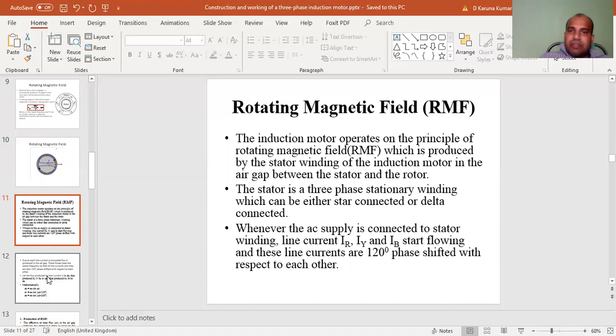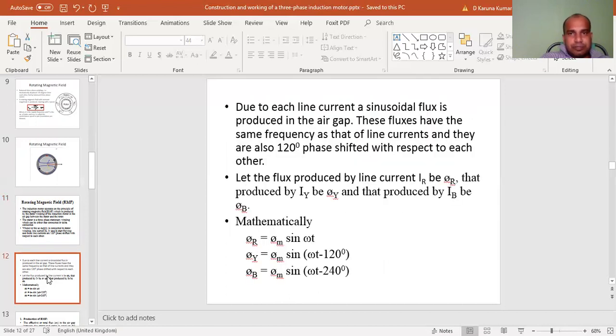The stator is a three-phase stationary winding which can be either star connected or delta connected. Whenever the AC supply is connected to the stator winding, line currents IR, IY, IB start flowing through it. These line currents have a 120 degrees phase shift with respect to each other. What are the mathematical equations of this flux? A sinusoidal flux is produced in the air gap due to each line current. The fluxes have the same frequency as the line currents, and they are also phase shifted with respect to each other.